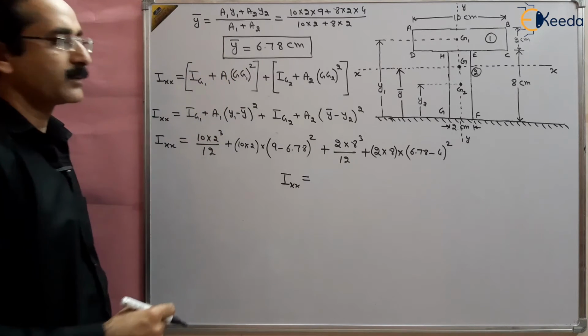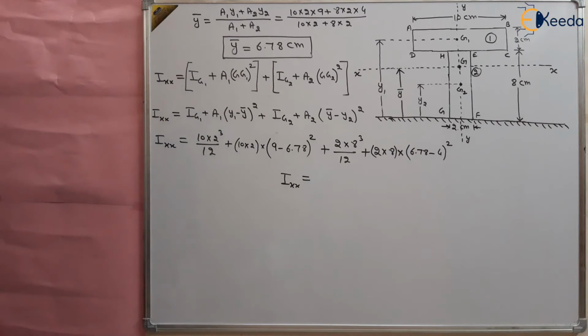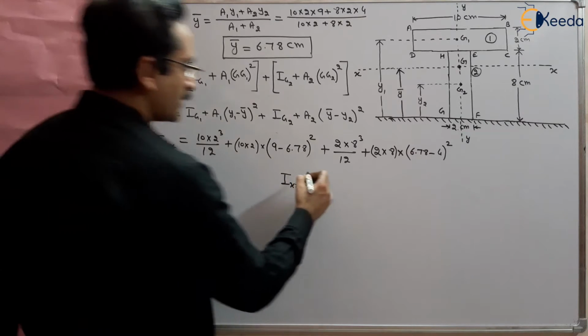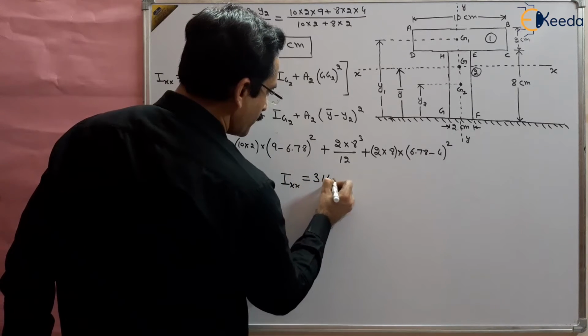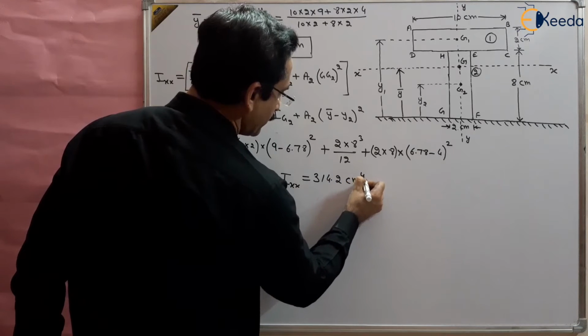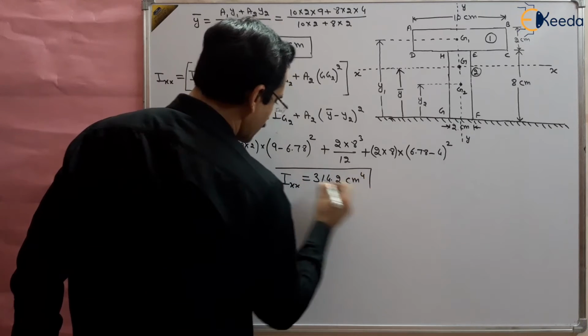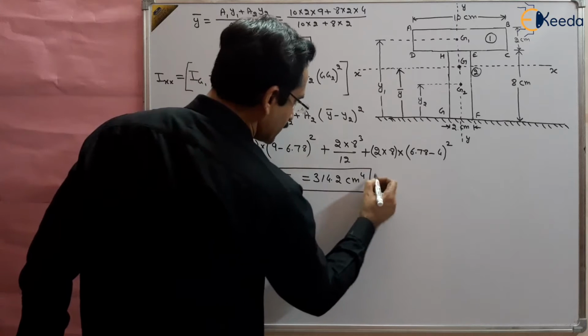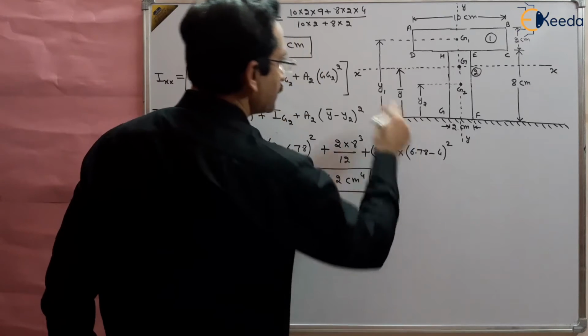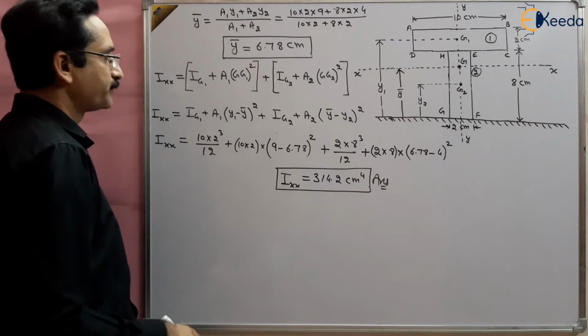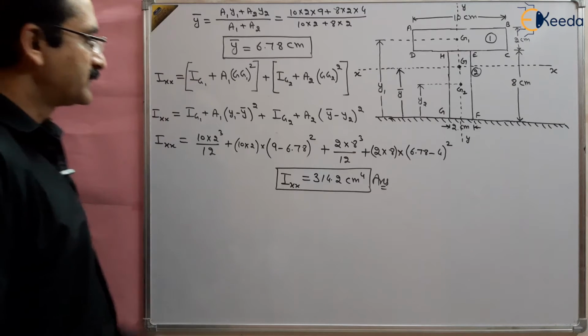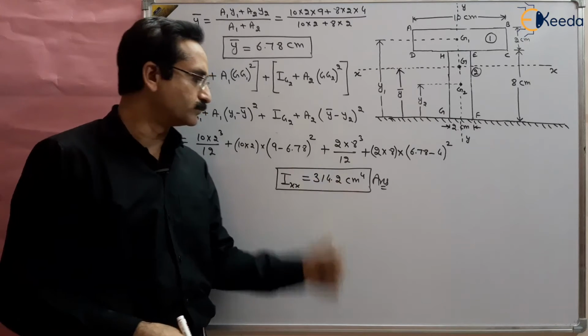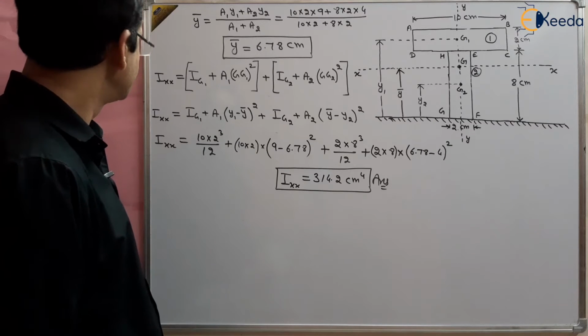The moment of inertia about the x-axis, after calculation, will be 314.2 centimeter to the power 4. So this is one of the answers: the moment of inertia about the x-axis passing through the centroid of the section, 314.2 centimeter to the power 4.